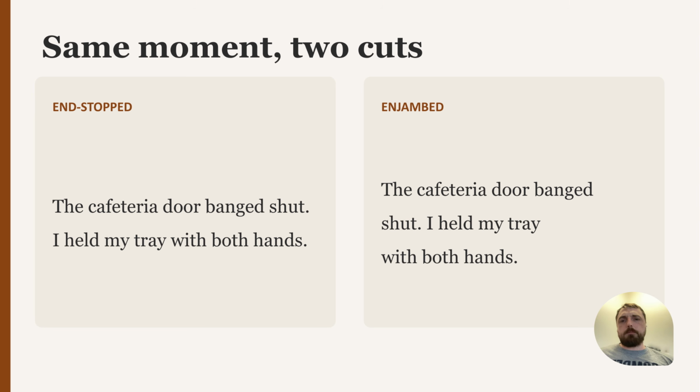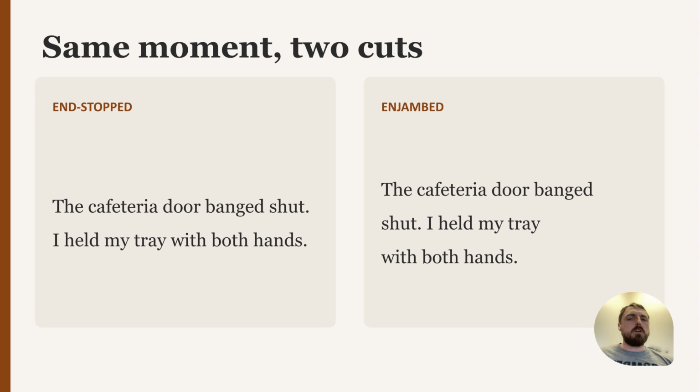Listen to an end-stopped pair. The cafeteria door banged shut. I held my tray with both hands. Each line is a complete step. The reader lands. Then they land again. The pace is steady. That can be the right choice when you want the moment to feel controlled, heavy, or slow, like walking carefully so you don't spill anything.